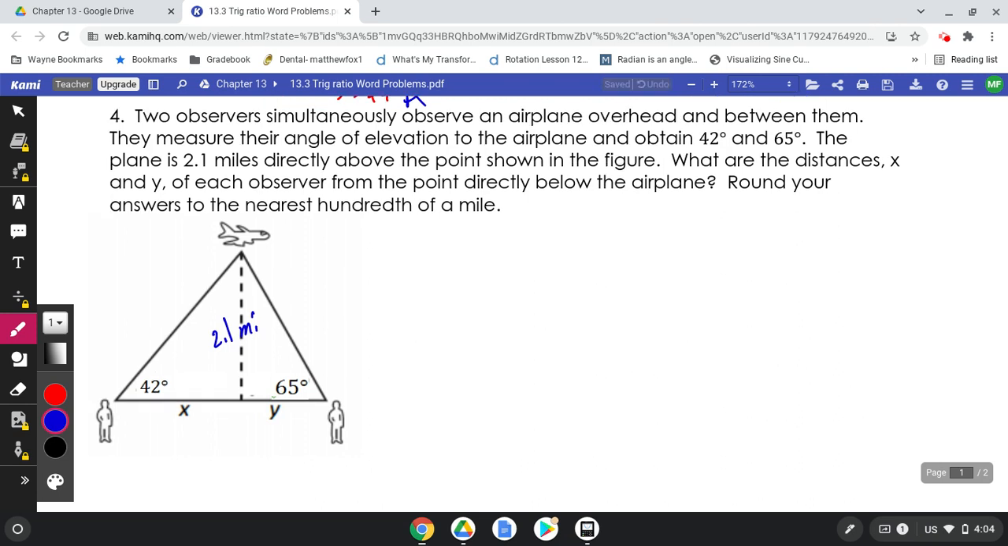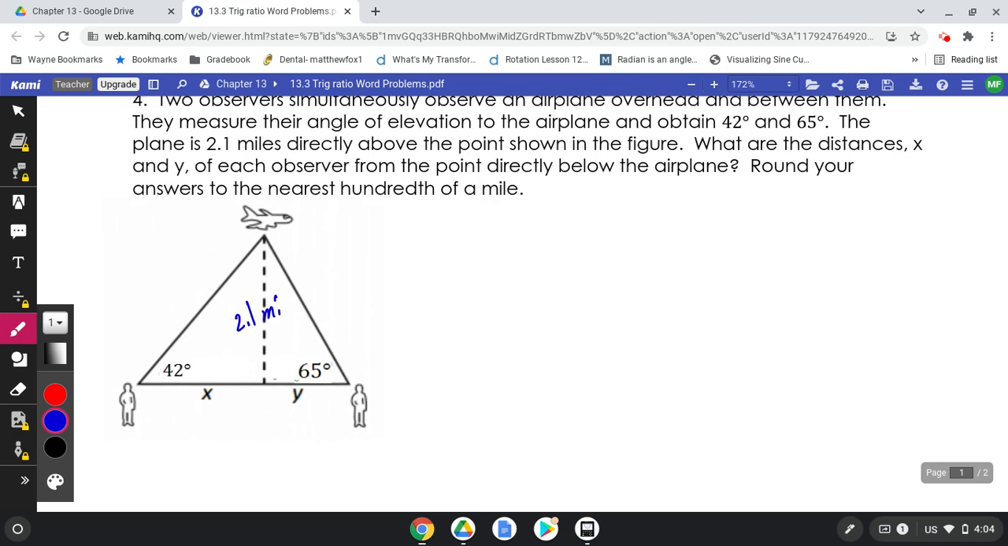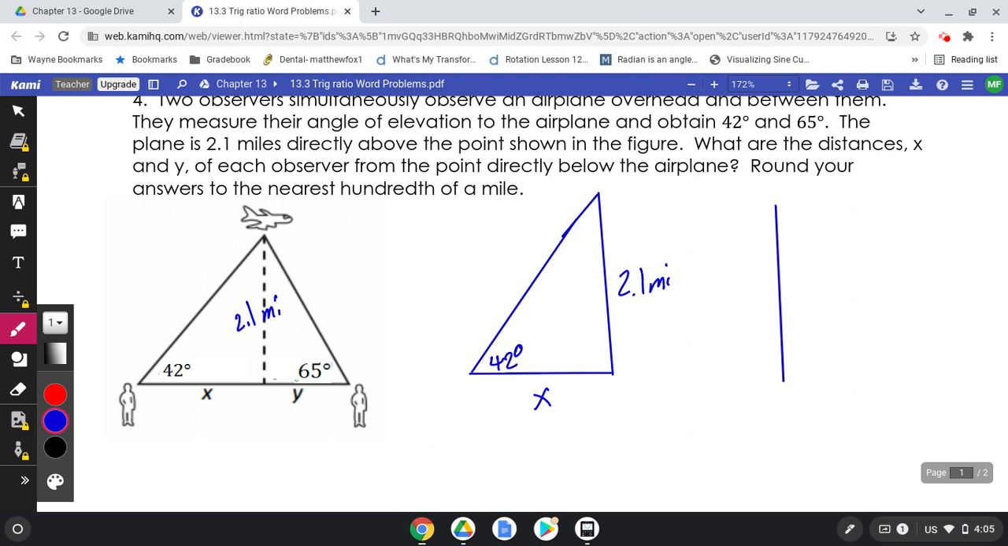So you can either solve it from this, or you can draw your own triangle if you prefer and separate it. But we know this is 2.1 miles. We know we're trying to solve for x, 42 degrees right here. And then we could split it up and have two triangles. Some of you will find this helpful. Some of you might find this step unnecessary. It is your choice. And this will be 65.